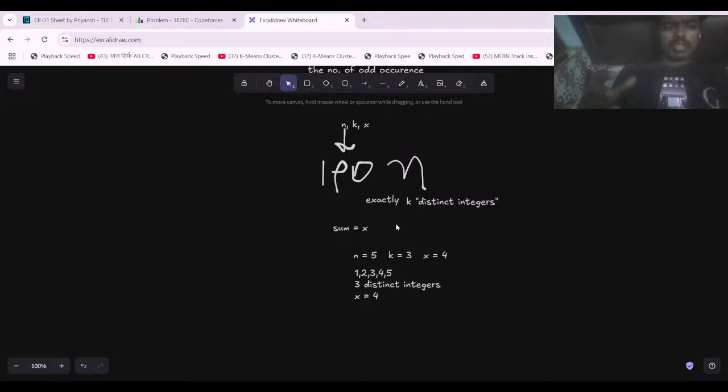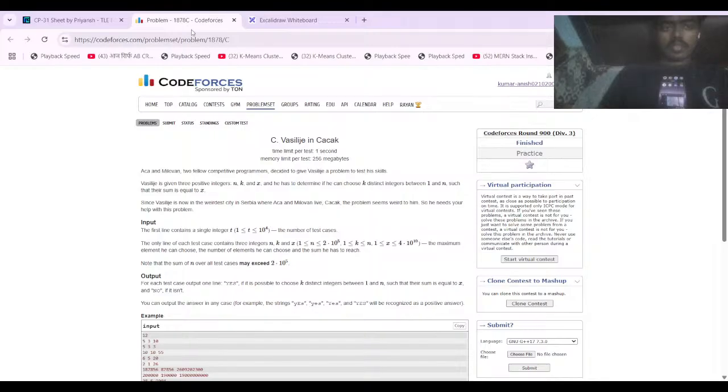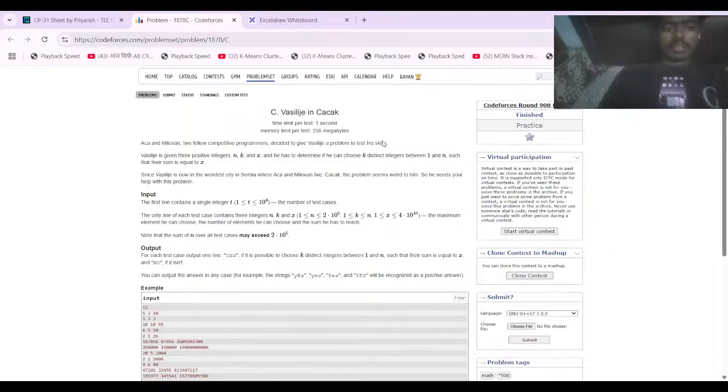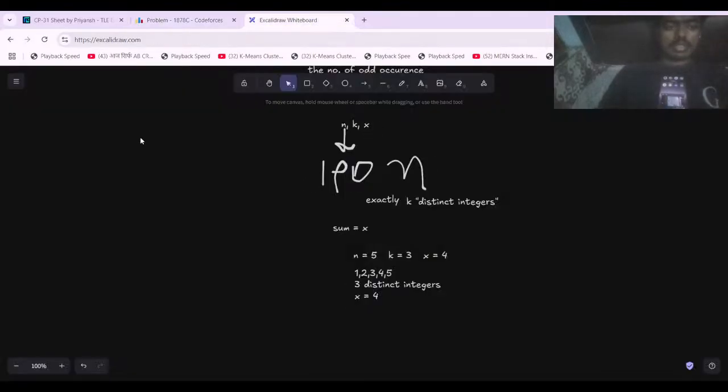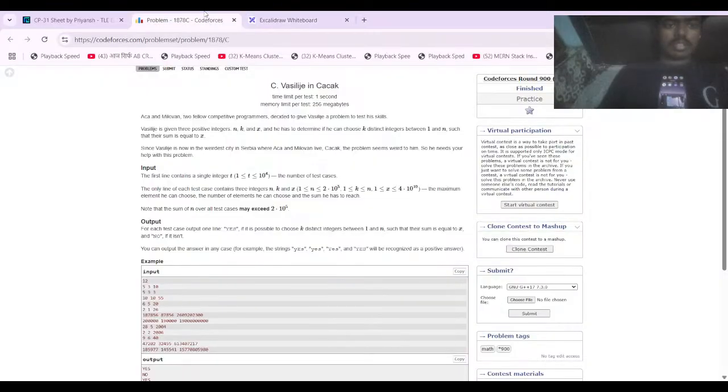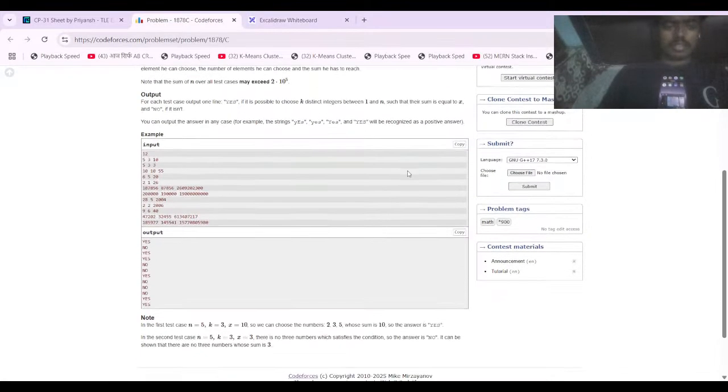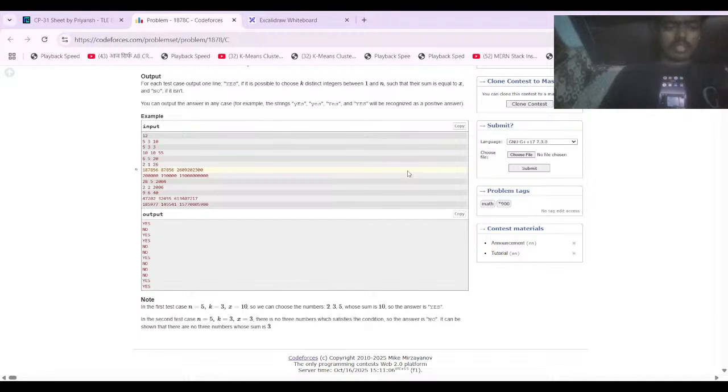And now what are they saying in the problem? Like if you think you can do it, print yes, right? If it's not possible to do it, print no, right? That's all. That is the problem. So let's see their cases, right? Here are their cases. So let's say 5, 3, and 10. So this is a nice example.